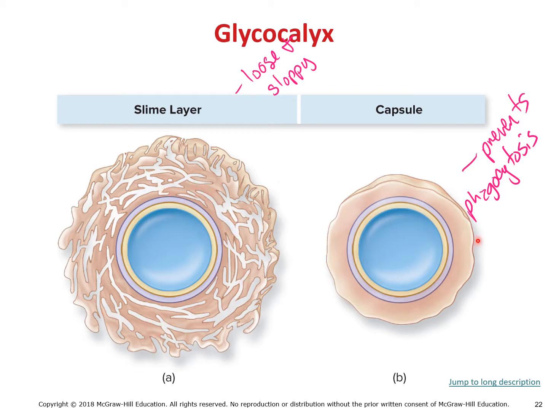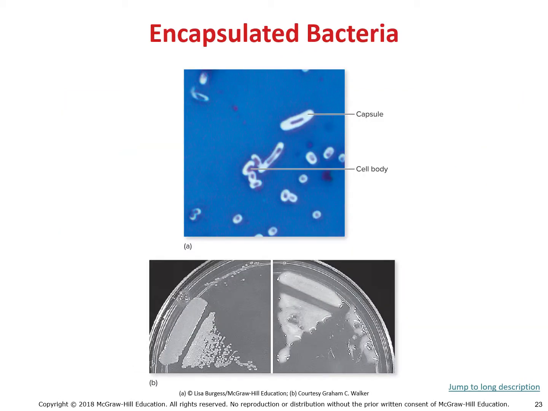The capsule, on the other hand, is again very dense, very well packaged, in such a way that whenever a phagocyte tries to grab a hold of the encapsulated bacteria, it actually has a hard time gripping it, much like you trying to hold a bar of soap in a shower. So you can see again the examples here.